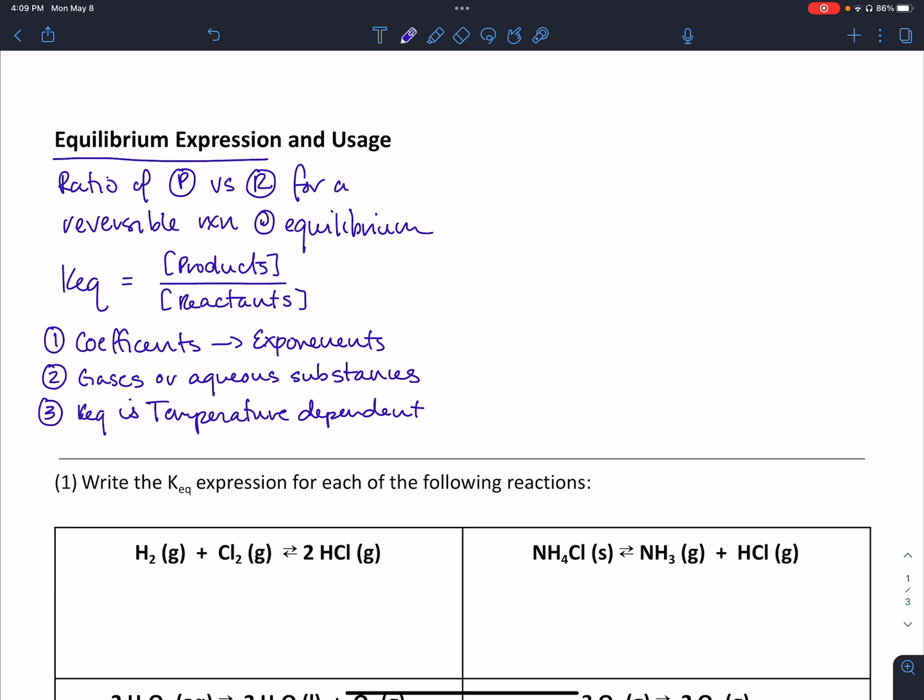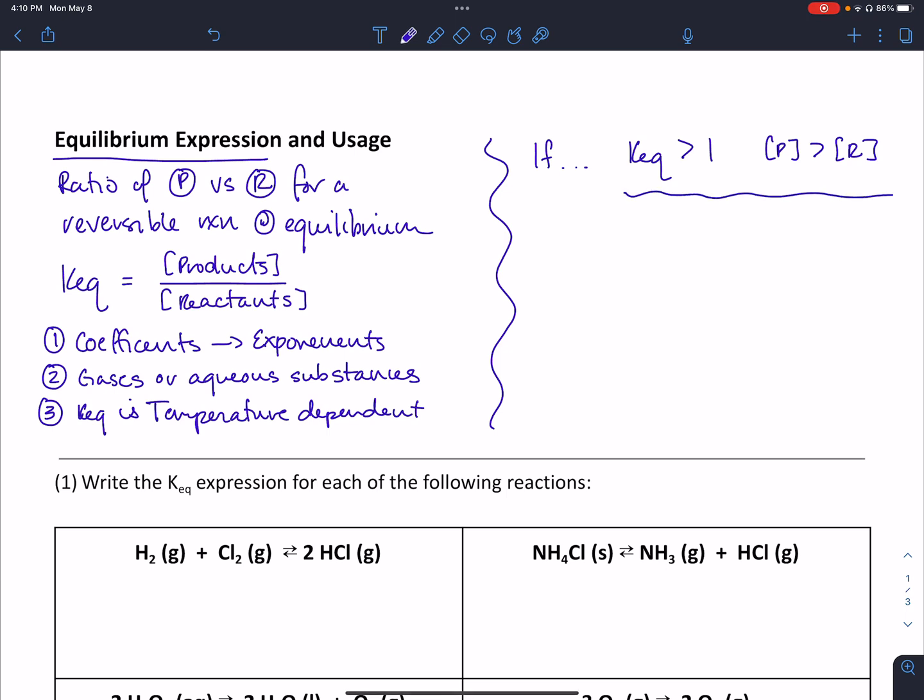Now, once we talk about writing this, we can actually use that Keq value to get an idea of what the ratio is at equilibrium in terms of products to reactants. So what does that mean? Well, if we think about it numerically, let's say that your Keq value is greater than 1. Then if we think about our ratio of products to reactants, we must have more products present than reactants. So the amount of products must be greater than the amount of reactants present at equilibrium.